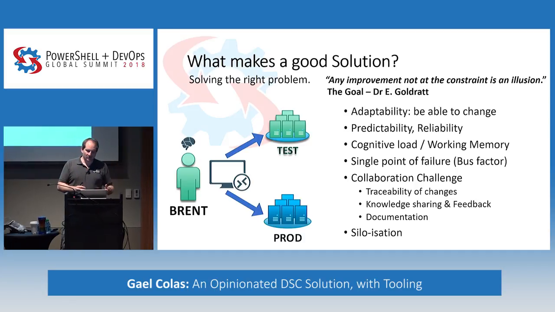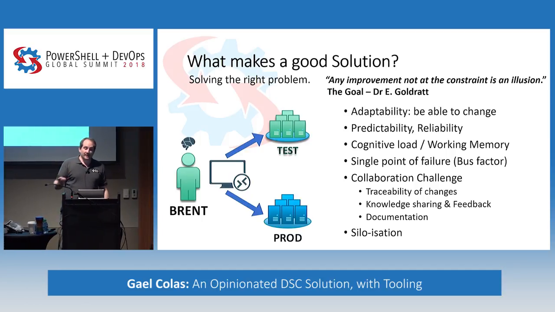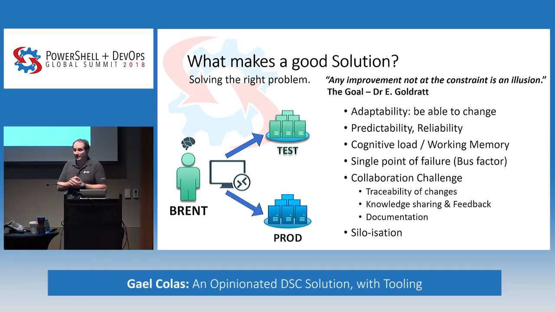Oh, I know exactly what I need to do. Just don't bother me. I can't work with you right now because I'm too busy, right? I'm too busy. So he's not happy in the end. And then he is the single point of failure as well. You know the proverbial bus factor? Anything happens to Brent, everyone's screwed.